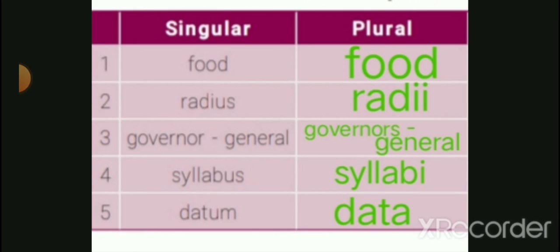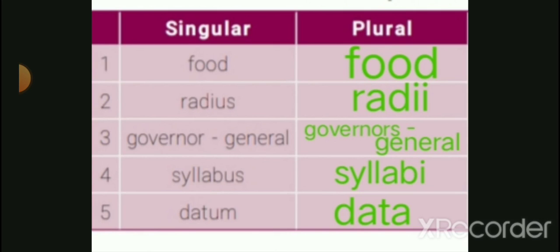And second one is radius. In this we have to cut the last 2 letters, that is us, and we have to add i. So radius will become radii. And third one is governor general. We have already learned that in the first hyphenated word we have to add s. So it will become governors general.